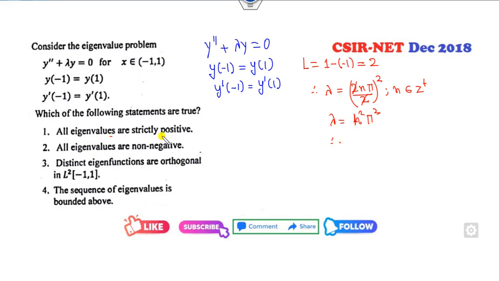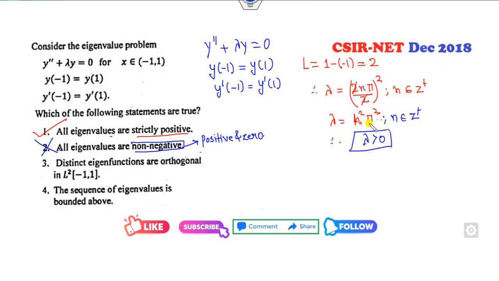Fine. So all the eigenvalues are strictly positive. Yes, because n is a positive number, it's strictly positive. All the eigenvalues are non-negative. What is the meaning of non-negative? Non-negative set is positive and 0. Fine, but clearly because n is a positive natural number, lambda is always strictly greater than 0. So that option is cancelled out.